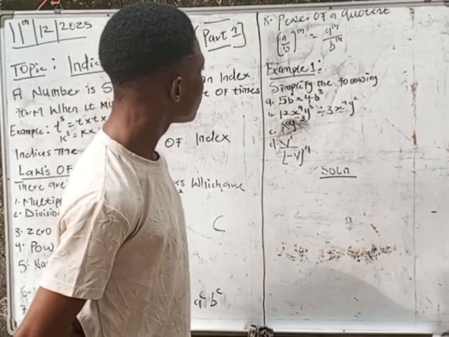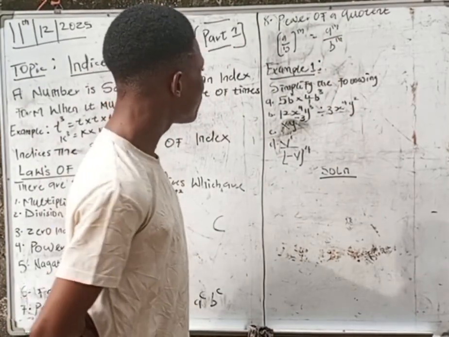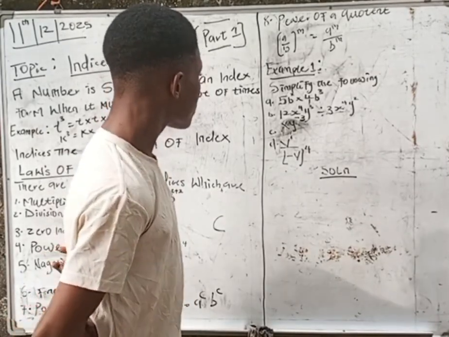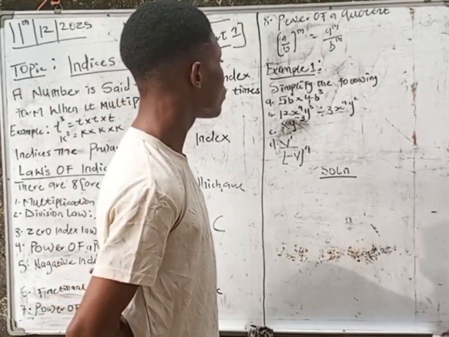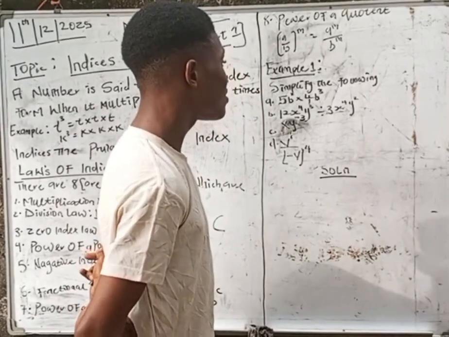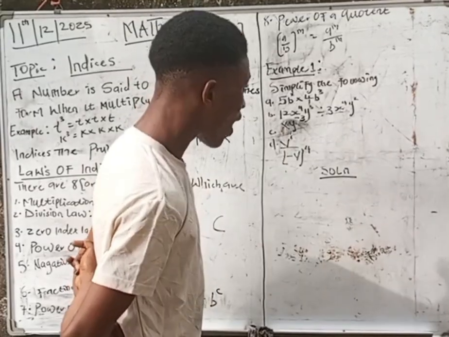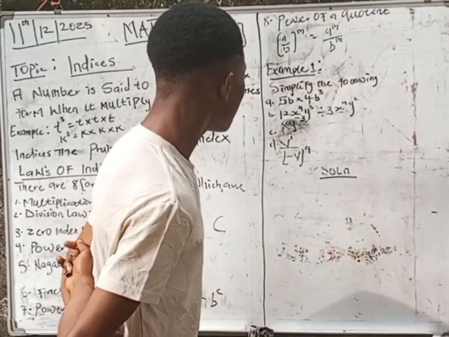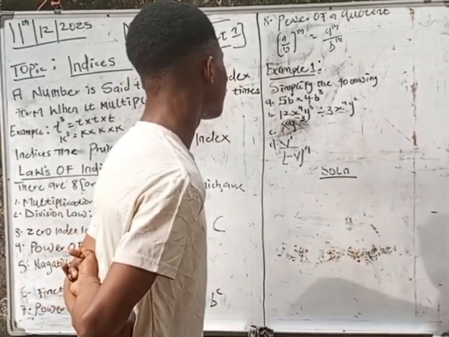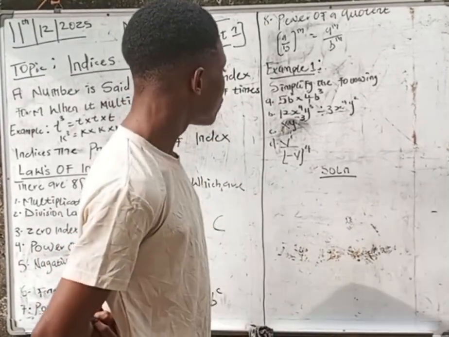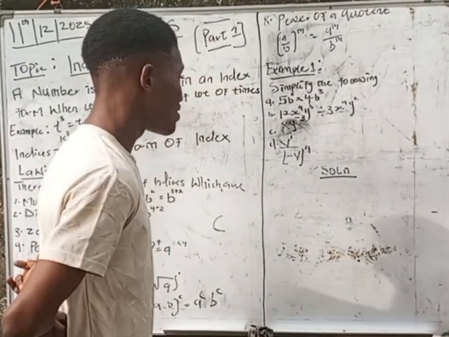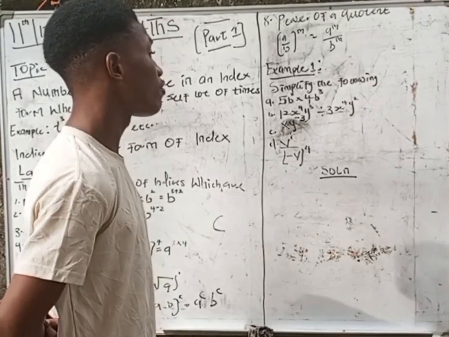We have a simple example on the board which says that we should simplify the following: 5b square multiplied by 4b cube. And the second example goes like this: 12x raised to the power of 4, y cube, divided by 3x raised to the power of 4, y squared. The third example is xy raised to the power of negative 3. And the fourth example is v raised to the power of 6 all over open bracket minus v close bracket raised to the power of 4.